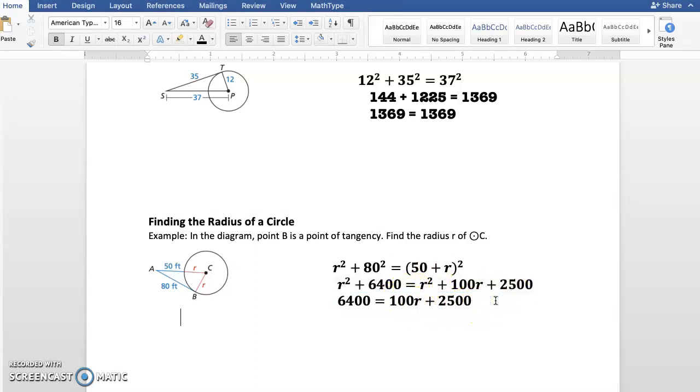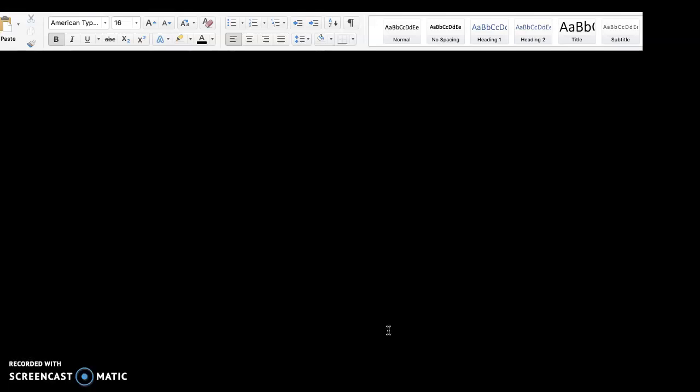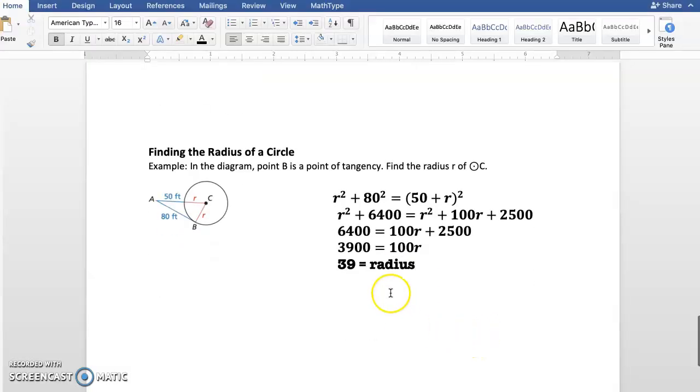And then you should have 3,900 is equal to 100r. And then to get r by itself, the very last step, we divide 3,900 divided by 100, which we just cancel out the zeros, and we find that the radius is equal to 39. And there we go. So again, the work isn't terrible.